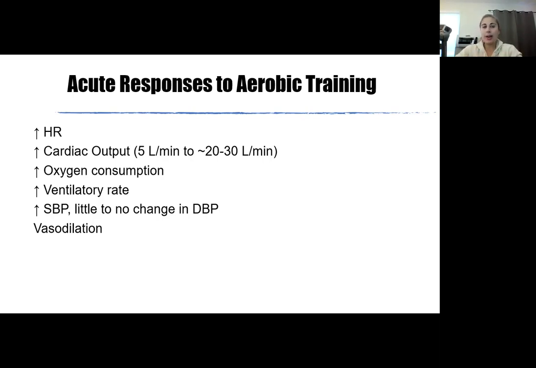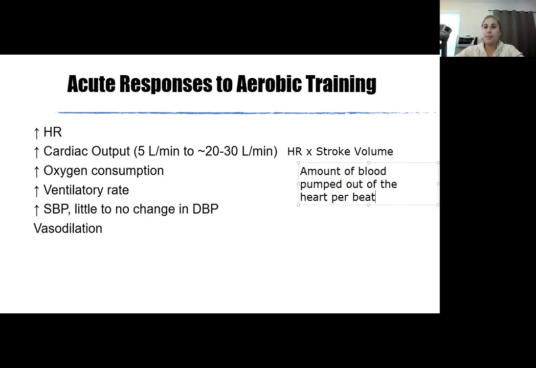Coming back to cardiac output, let's review it because you do need to understand what that is. Cardiac output is a combination of heart rate and stroke volume. I'll write stroke volume because you might not remember what SV stands for. Stroke volume is the amount of blood pumped out of the heart ventricle per beat. So how much blood is leaving the heart per beat? Both go up during exercise.